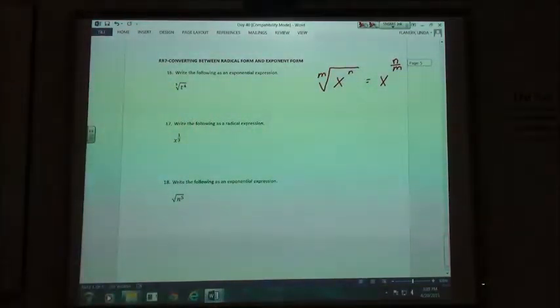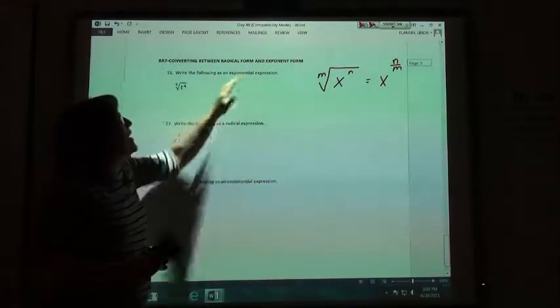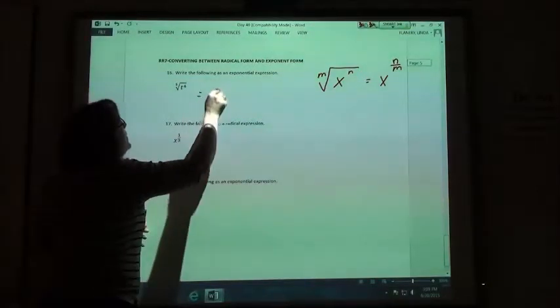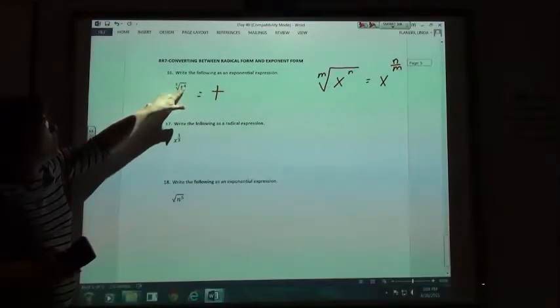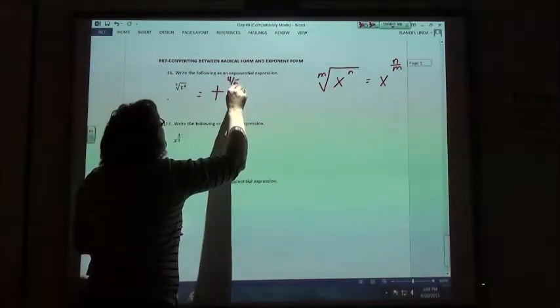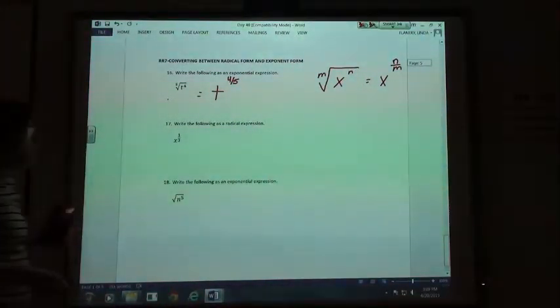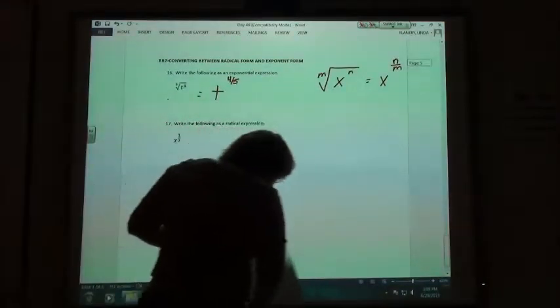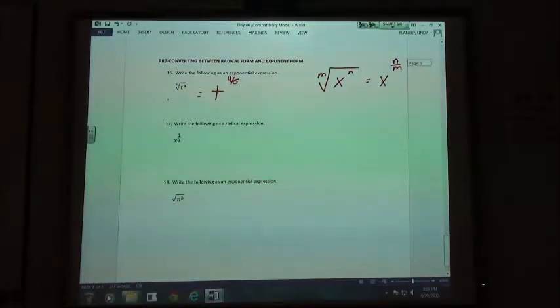So they're going to have you practice converting from one form to the other. If I'm in radical form, they're going to have me put it in exponential form. This would be t to what power? The 4 goes on top and the 5 goes on the bottom, so t to the 4/5 power. If you take intermediate algebra and college algebra, we'll put numbers in there and actually have to solve them. But for right now, we just want to practice the switching around.